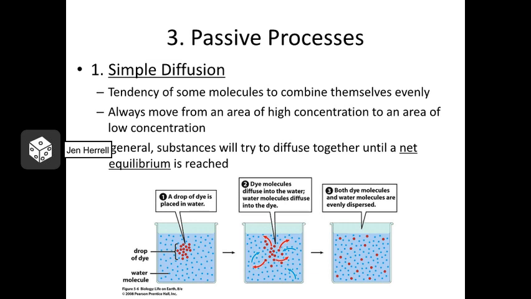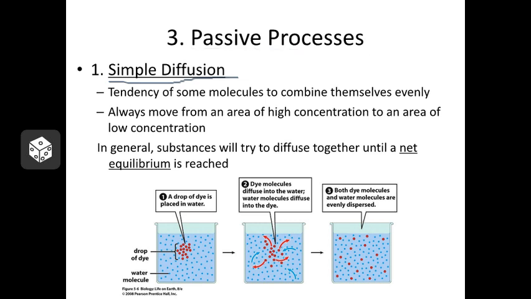The rest of this chapter is going to focus on passive processes the cells use to move molecules where they want them to go. The first and most common type of passive process is simply called diffusion or simple diffusion. And this is the movement of molecules from areas of high concentration to low concentration, all by themselves.